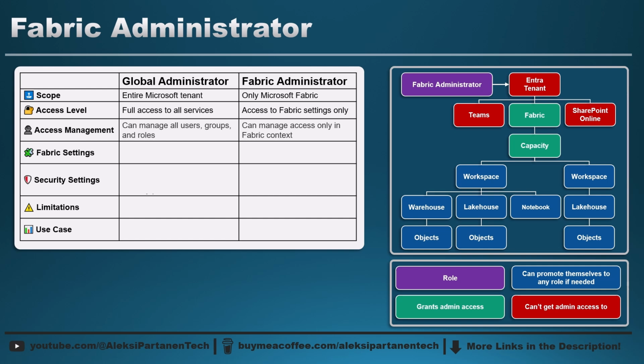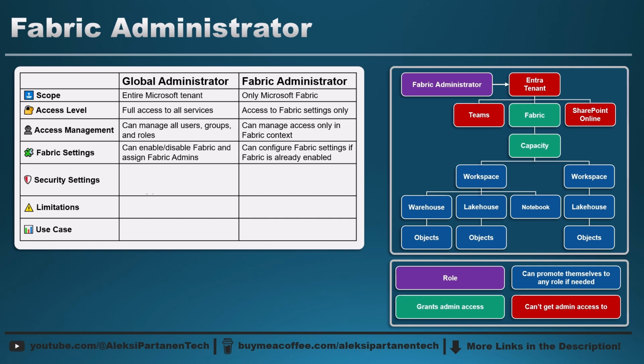Then, access management. A global admin can manage all users, groups, and roles across the tenant. They can even assign or remove global admin rights from others. Fabric admins, on the other hand, can only manage access that is related to Microsoft Fabric. They cannot touch Entra ID or tenant-wide user settings, which means that they can't grant other people the Fabric admin role. Now, Fabric settings. Global admins have the power to enable or disable Microsoft Fabric for the whole tenant. They can also assign or remove Fabric admin roles. A Fabric admin can manage Fabric settings only if Fabric is already enabled for the tenant.